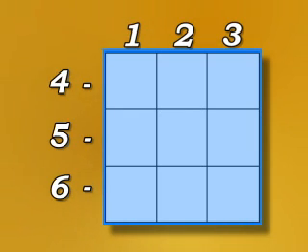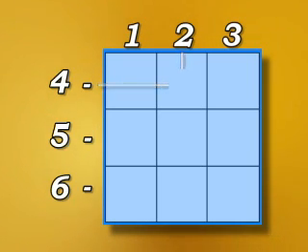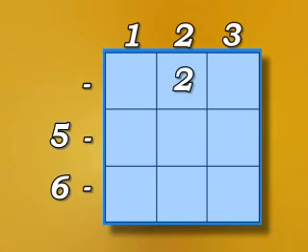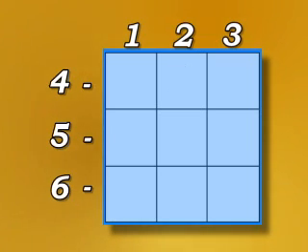Now, if we were to do 4 minus 2, where would they meet and what would be the name of the square? They would meet here and the name of the square is 2 because 4 minus 2 is 2. Excellent work. Now we're about to do something just a little different.